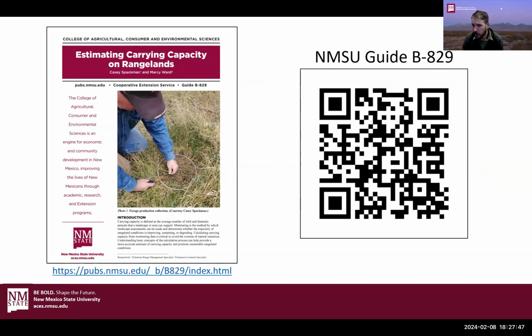So if you want to read all the stuff that I went over tonight, it is in this new pub that I talked about in the beginning, Estimating Carrying Capacity on Rangelands. It's free. You can access it online. If you've got your phone and the monitor, you can scan that QR code. It'll take you right to it and give you some reading.